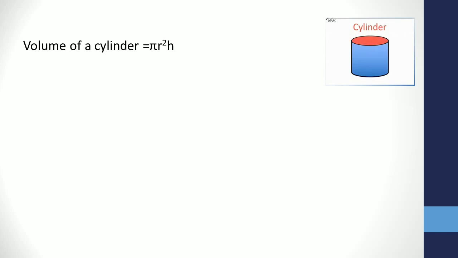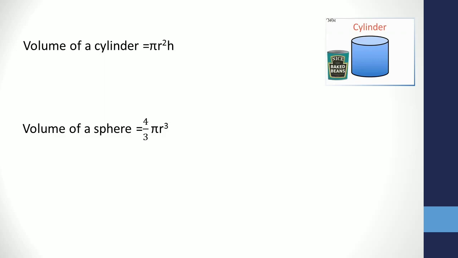Our next shape is the cylinder. The volume of the cylinder is pi r square h, where pi is the constant value 22 upon 7, and in decimal form 3.14. r is the radius, and h is the height of the cylinder. By this formula we can find the volume of any object which has a cylindrical shape. You can see the objects in the diagram.